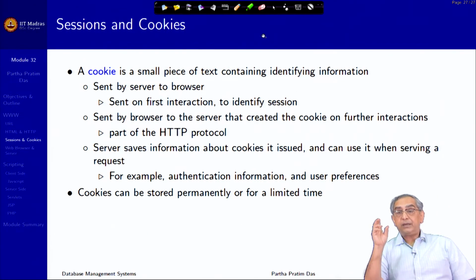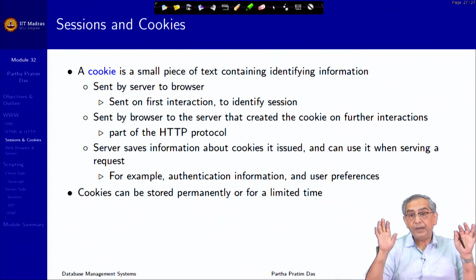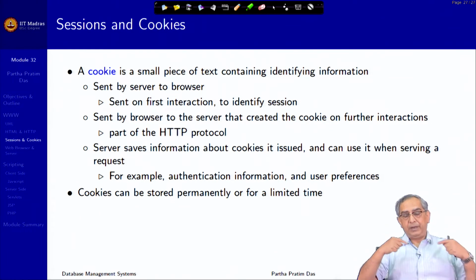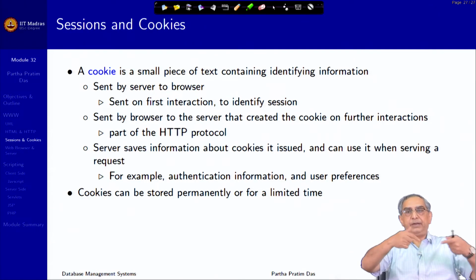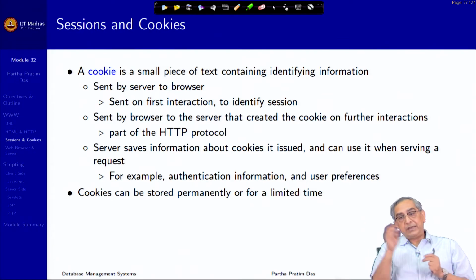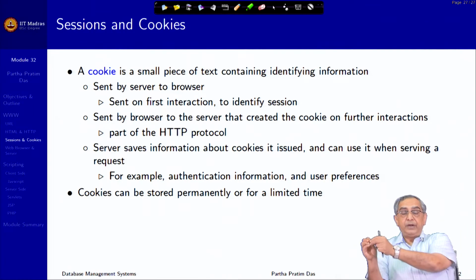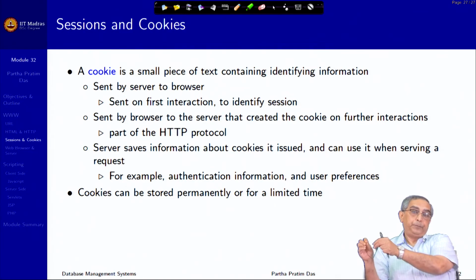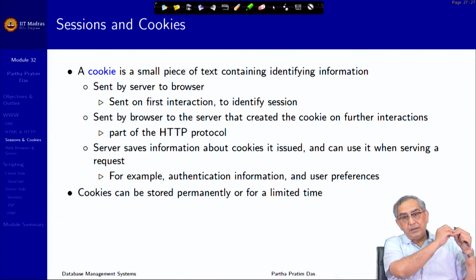A small text contains the identifying information in encrypted form. Now, every time you make the next request, this cookie goes back with that request, and the server, as it has issued the cookie, remembers that it has issued the cookie. So, when it gets the request along with a cookie, it checks whether that is a valid cookie which is still live. If so, it continues the operation.